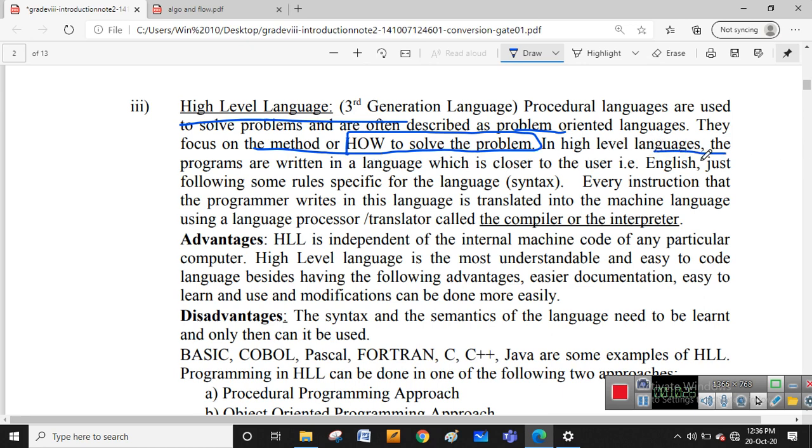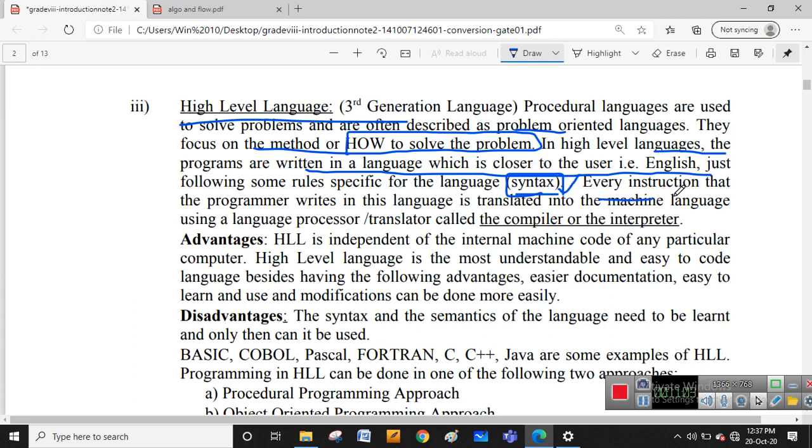In high level languages, they are written in a language which is closer to the user, which humans can understand. That's why it has its own rules, which are called syntax. Every language, any regional language, has its own words and its own rules. In the same way, a computer language also has its own words and rules. Those rules are called syntax. The rules and regulations for each and every programming language are called syntax. This is very important, syntax.